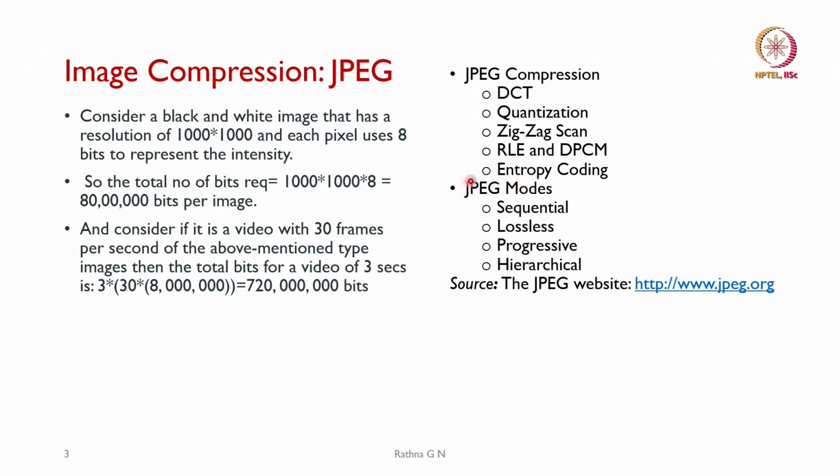What are the modes available for JPEG? It can be sequential mode, or you can have lossless compression, or you can select the progressive mode, or even the hierarchical mode. These are the mode options you have for JPEG. The website you can visit for more information is given here for you.